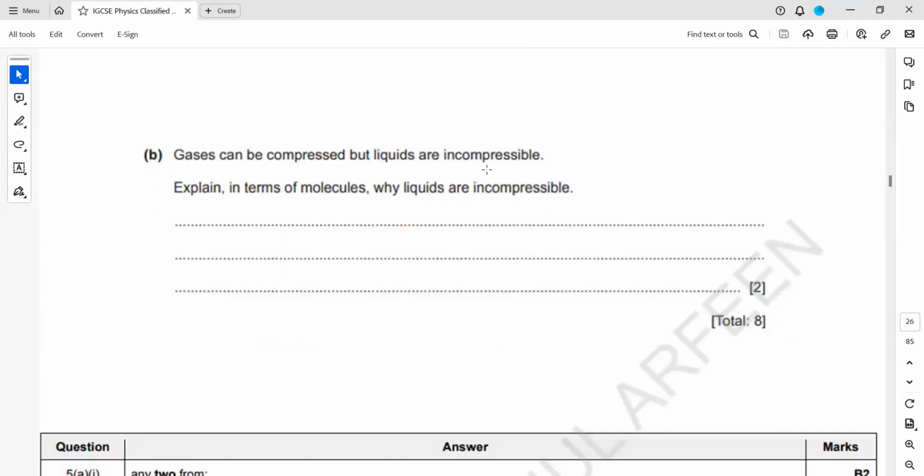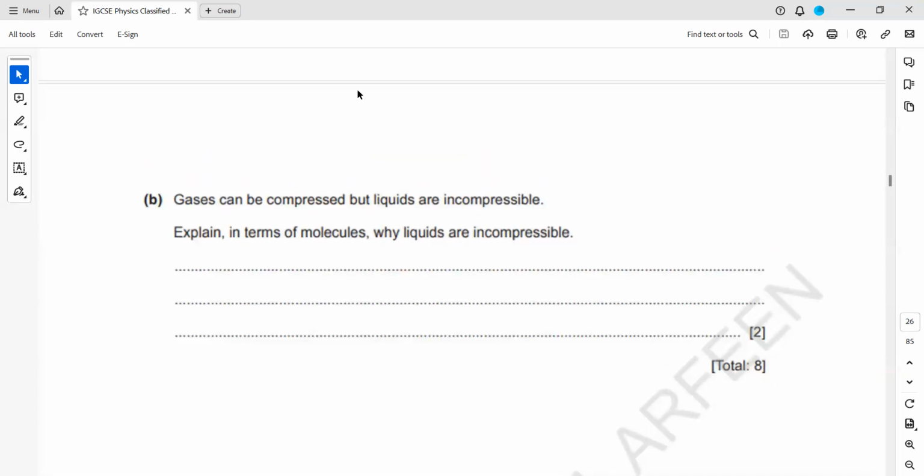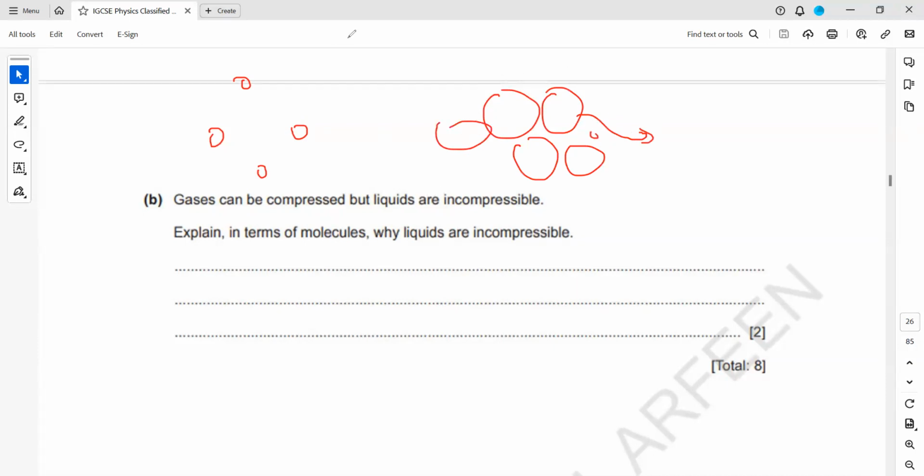Gases can be compressed, but liquids are incompressible. Why? Gases are compressible because the particles have large spacing, while liquids are incompressible because the particles are touching each other. They can move past each other, but they are touching each other. So in a gas, you can say there is large spacing between the particles, but in a liquid, the particles are touching each other, so they cannot come closer.